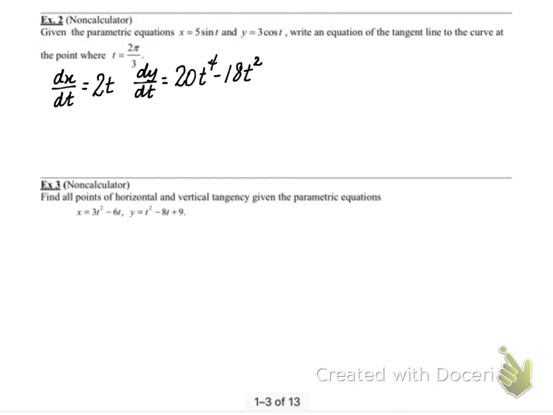On the second example, again, find the derivative of x with respect to t and the derivative of y with respect to t, and then divide. You can simplify this if you'd like. Just keep in mind your domain. So we have 10t cubed minus 9t.